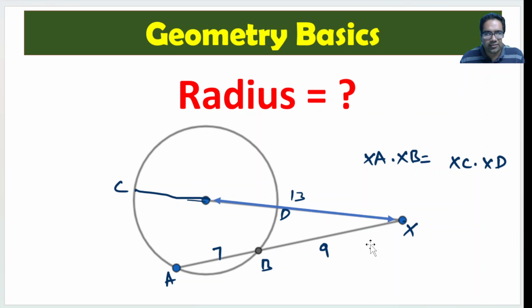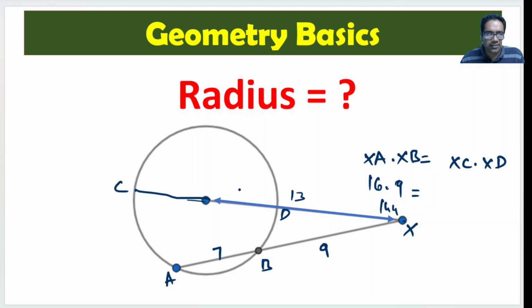What is XA? We are given AB is 7, so XA is 9 plus 7, which is 16. So 16 times XB, which is 9. 16 times 9, 144, equals XC times XD.